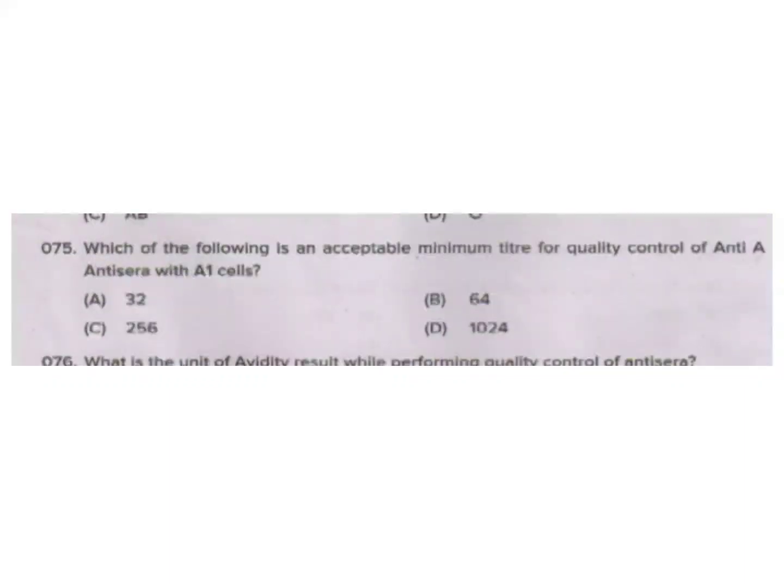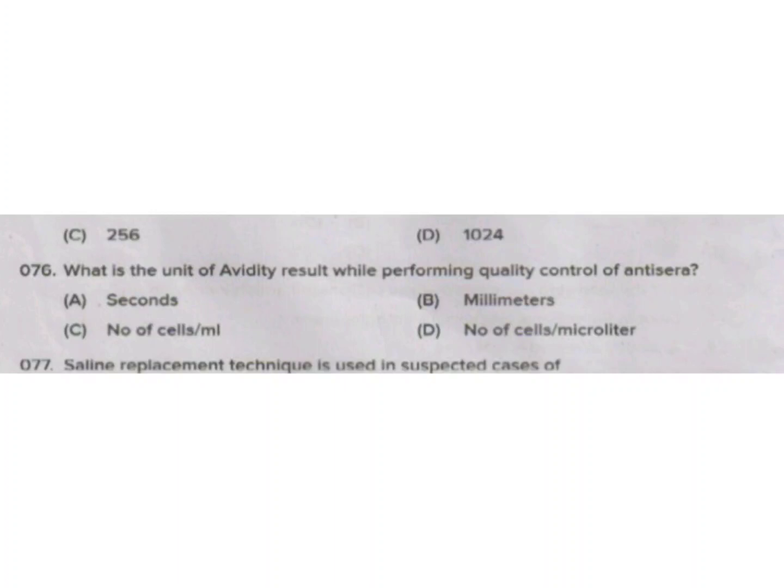Next question. Which of the following is an acceptable minimum titer for quality control of anti-A anti-sera with A1 cells? Four options are there. Option A, 32. Option B, 64. Option C, 256. Option D, 1024. The answer is option C, 256. 256 is the minimum titer for quality control of anti-A anti-sera with A1 cells.